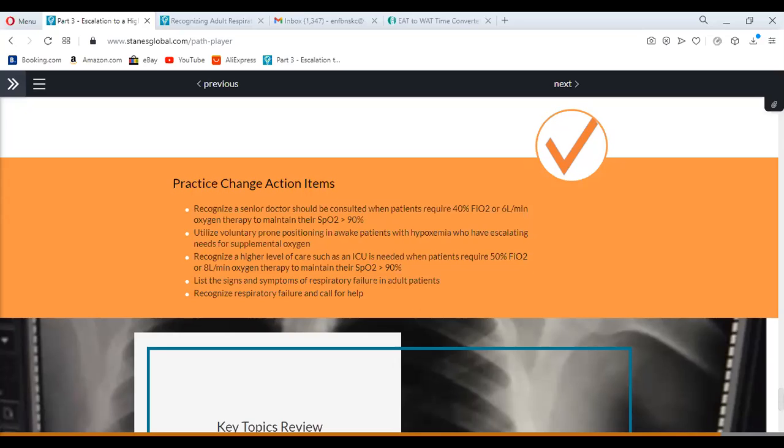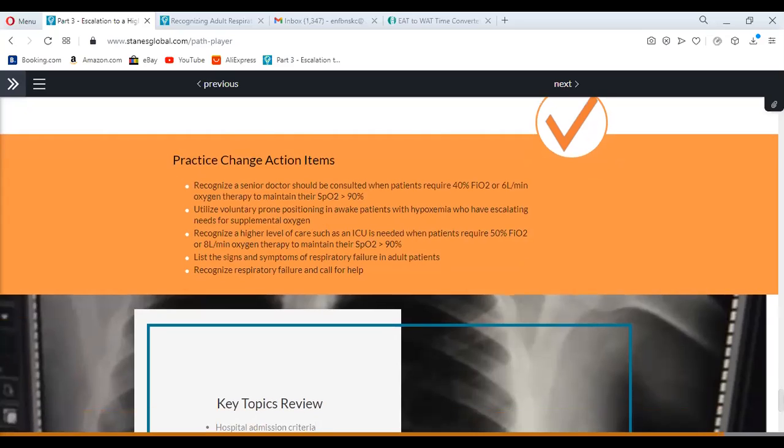Then we should be able to list the signs and symptoms of respiratory failure in adult patients. And we should recognize respiratory failure and call for help. So this is what we need to change in our practice to make it as simple as possible.